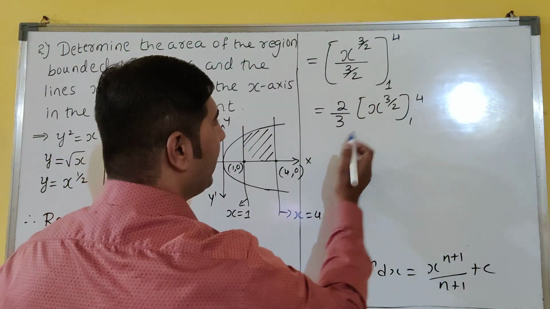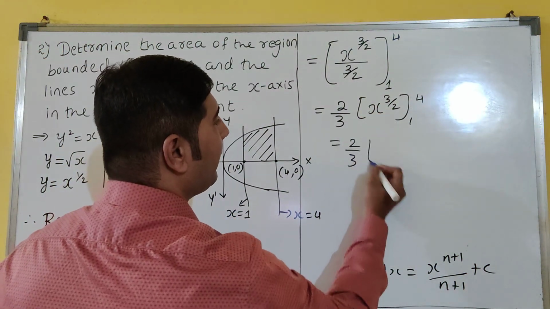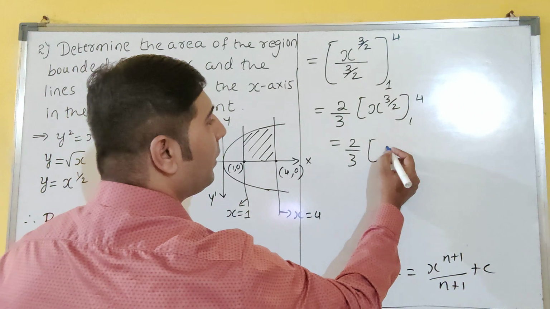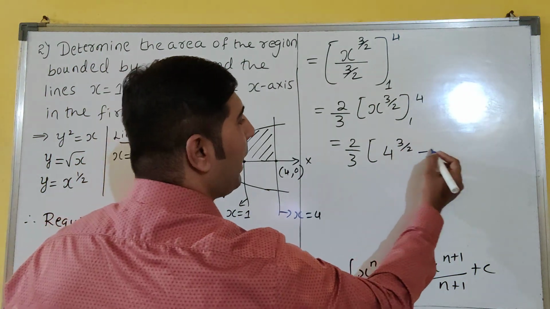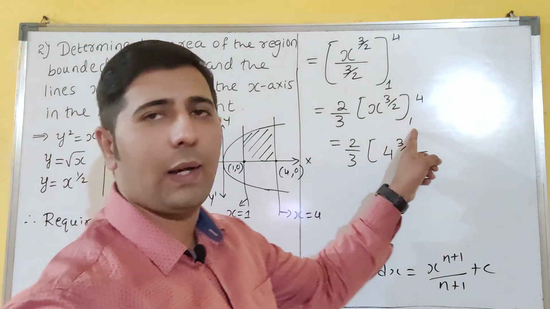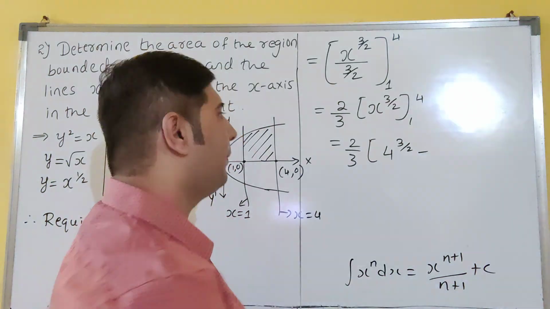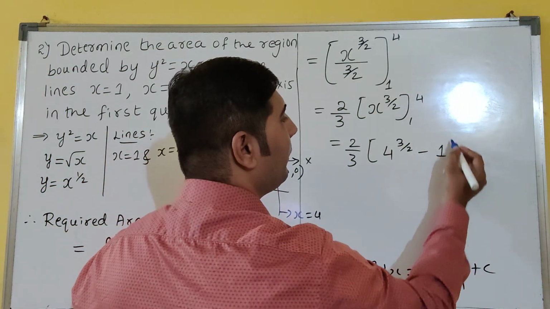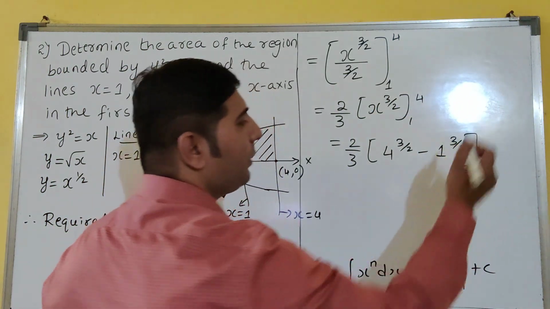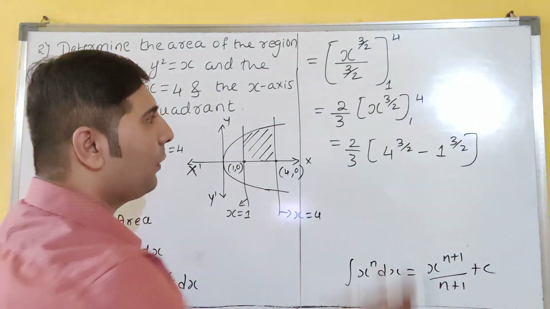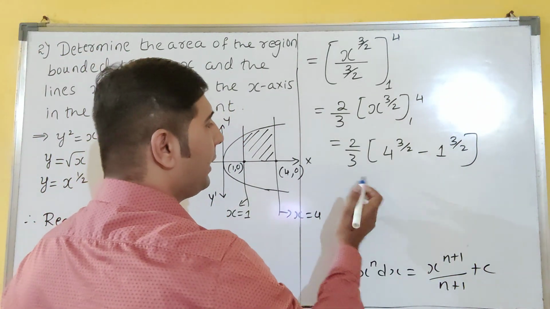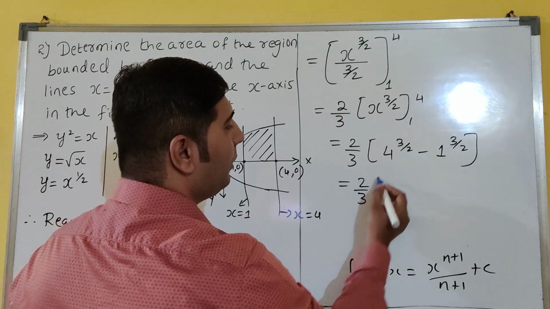Now substitute 4 in this. 2 by 3. X value is how much? 4. 4 raised to 3 by 2 minus. When you substitute 1, you have to write the minus sign, you know. So x value is 1, 1 raised to 3 by 2. Clear? So I have substituted 4 and I have substituted 1 in this.